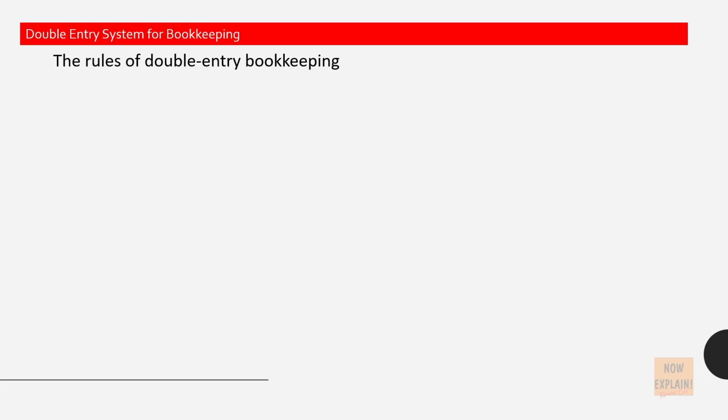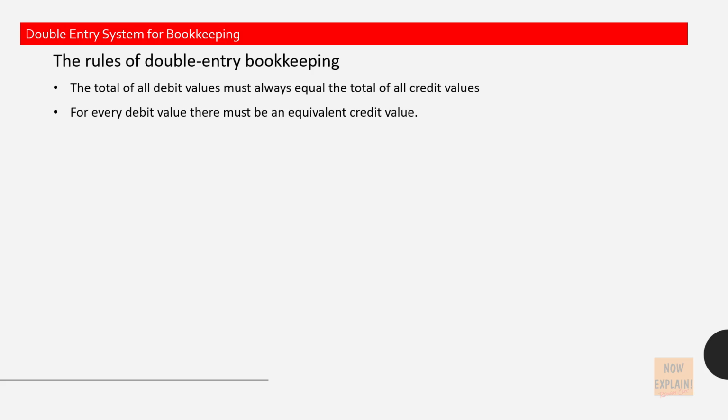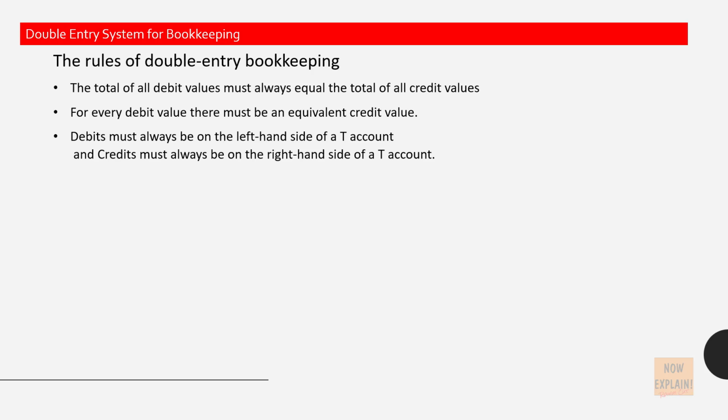So, the rules of double entry bookkeeping. The total of all debit values must always equal the total of all credit values. For every debit value, there must be an equivalent credit value. Debits must always be on the left-hand side of a T account, and credits must always be on the right-hand side of a T account.